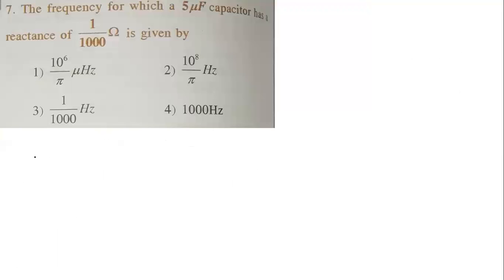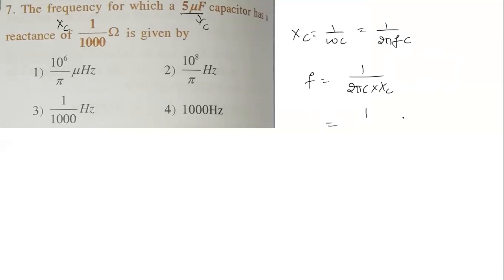Question number 7. The given frequency for which 5 microfarad capacitor has reactance the given. Reactance what now? This is XC the given. We need to find frequency. What formula? XC equal to 1 by omega C. It is 1 by 2 pi f C. We need to find frequency. So then frequency is equal to what now? 1 by 2 pi C times of XC. XC value we know.